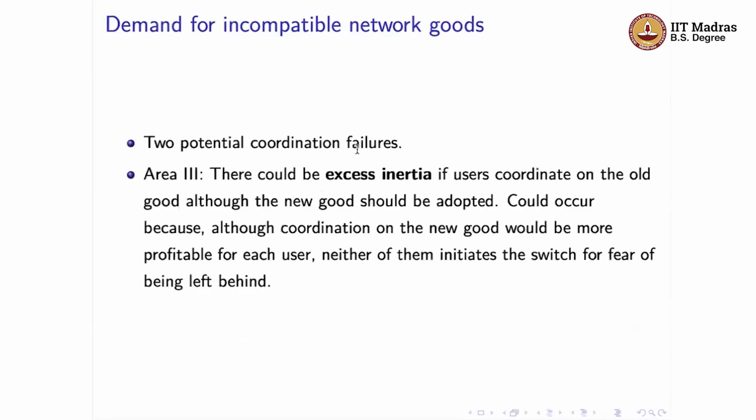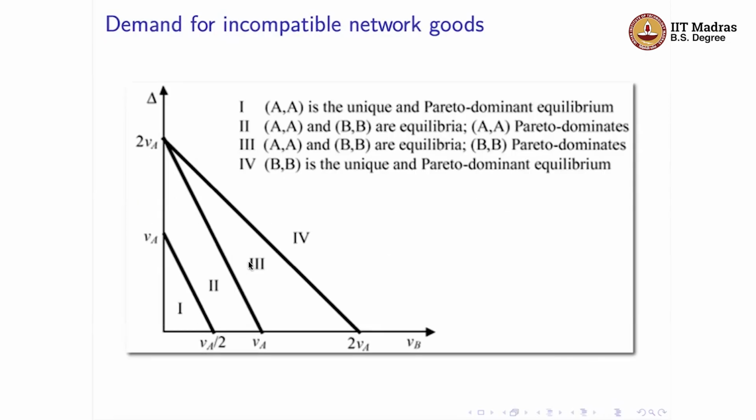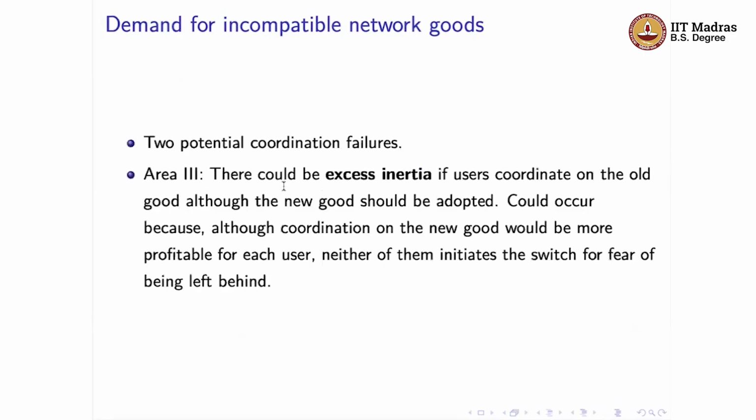So let's think about it. Why are these coordination failures coming along? In area 3, remember, this is the case where BB is Pareto dominating, but maybe consumers are ending up with the old equilibrium, right? So this would be a case where you have excess inertia, right? What does that mean? It means that the users are coordinating on the old good, even though the new good should have been adopted from a Pareto perspective, in the sense that that would have given them higher total welfare, right?